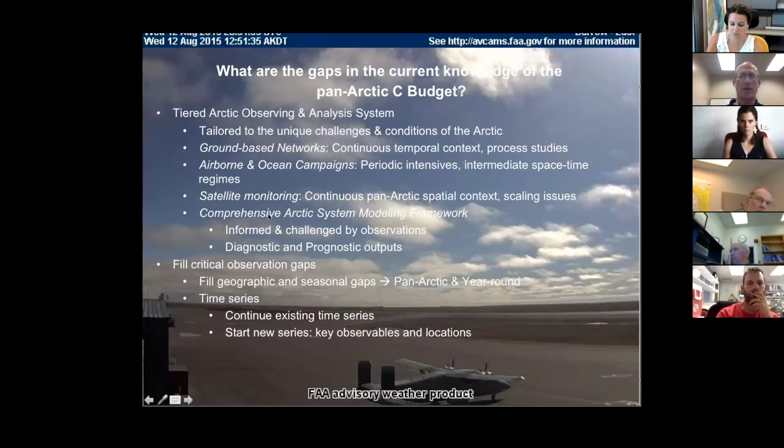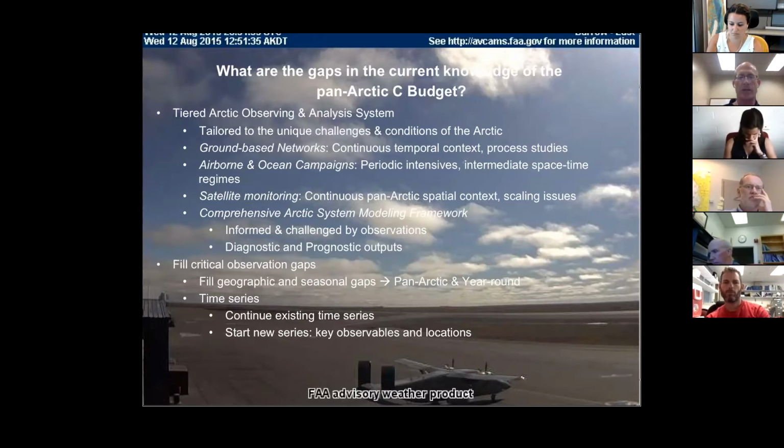But also then we need a comprehensive Arctic system modeling framework that can ingest these data and be challenged by them. So it's not just a modeling framework that acts in isolation, but it's actually being advanced and moving forward with the information from the observations. And it really does need to not only look backwards and give us diagnostic information about what we've seen in the past, but it also needs to use this information to improve forecasts into the future.